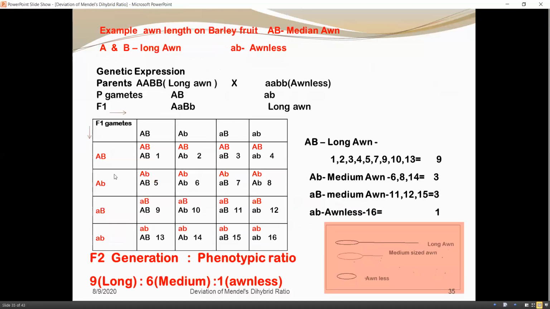Now, in this, you can see where capital A and capital B both are present, it is long awn, in the uppermost diagram. Where capital A, small b is present, it will be medium, 6, 8 and 14. Small a and capital B will also be medium awn, 11, 12 and 15. And where there is no capital A, no capital B, it will be awnless.